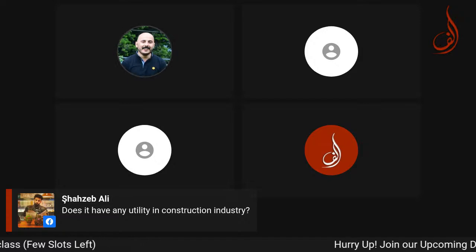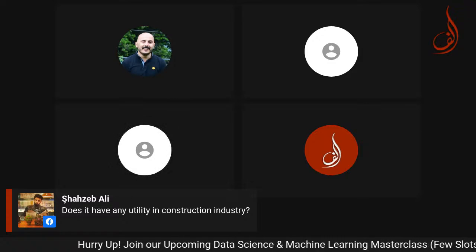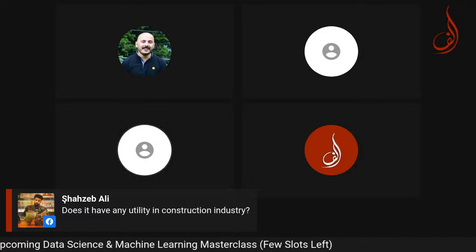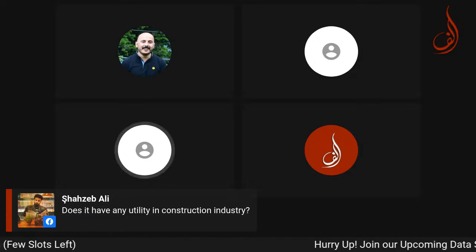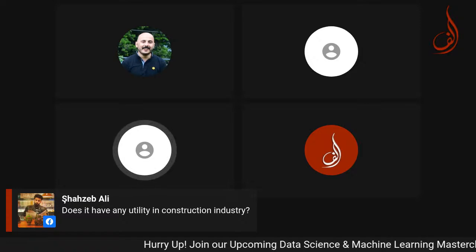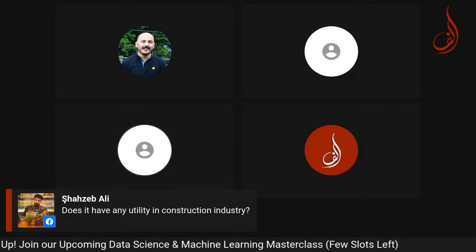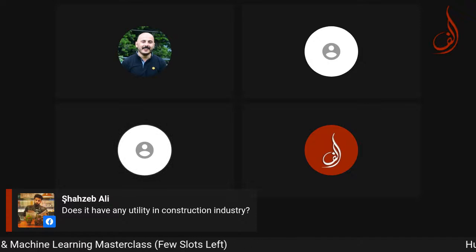So what you can do is apply data science. As Kanis mentioned, there was a use case of quality assurance. You can utilize data science in the quality assurance part relevant to the construction industry. You can use the anomaly detection part of data science to find anomalies in the structure. So there could be multiple applications relevant to construction.